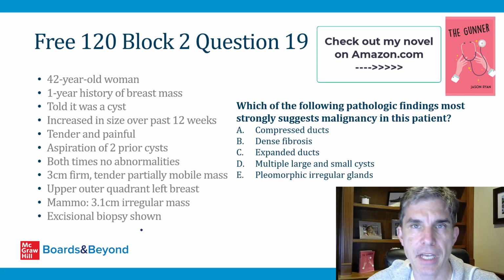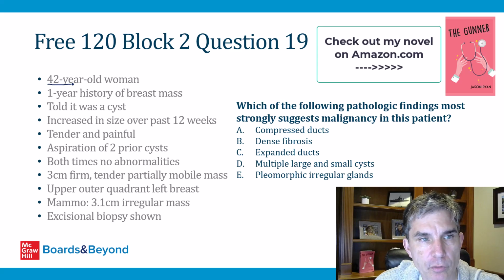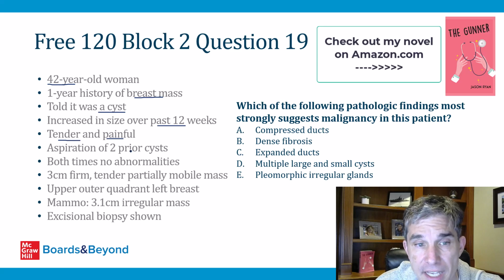I'll put a link to the actual question below this video, but on this slide I've summarized the key points. So this question describes a 42-year-old woman who has a 1-year history of a breast mass. She was told in the past it was a cyst, but it's increased in size over the past 12 weeks. The mass is tender and painful. She's had aspiration of 2 prior cysts, and both times she was told she has no significant abnormalities.